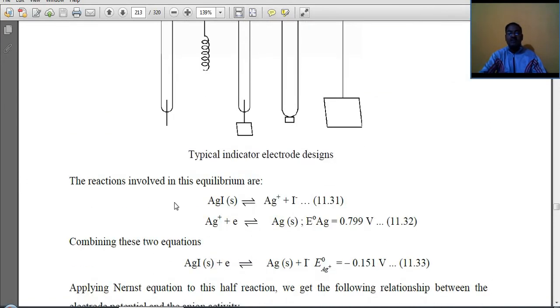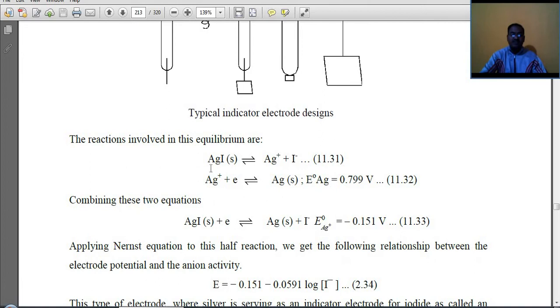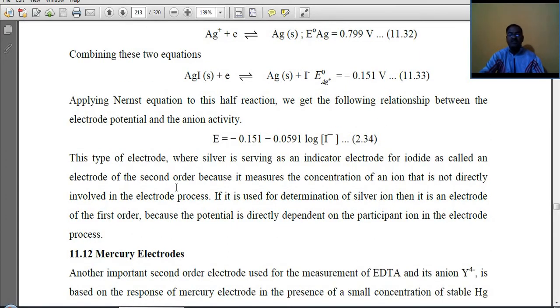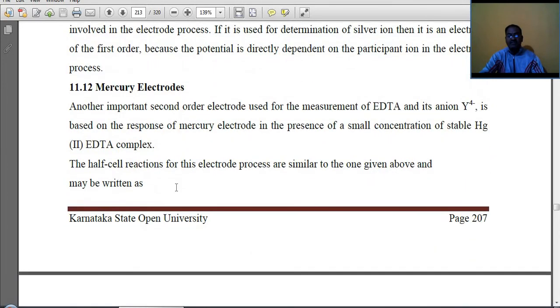This is a typical indicator electrode design. The reactions involved in this equilibrium are: AgI undergoes dissociation to Ag+ and I minus, and Ag+ plus e minus gives Ag. Here, the electrode potential of Ag is equal to 0.799 volt. Combining these two equations, we get AgI plus e minus gives Ag plus I minus. Applying the Nernst equation to the half reaction, we get the following relationship between the electrode potential and the anion activity.